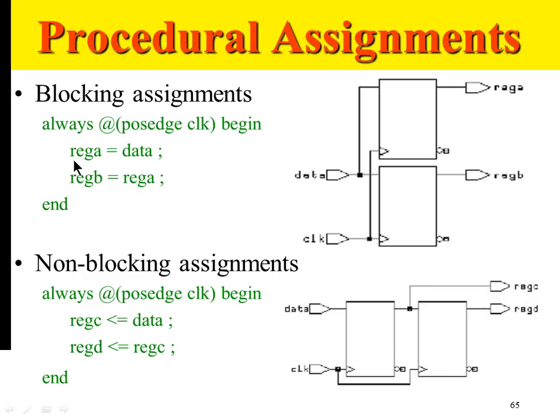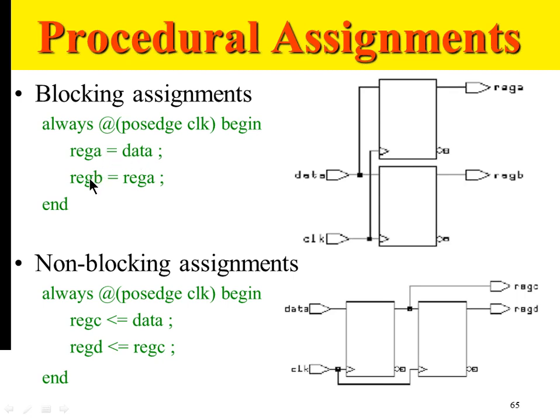So what is the concept of blocking and non-blocking? Typically this is used for flip-flops, sequential circuits where clock is involved. Let's look at this piece of code. Always at posedge clock begin, reg A blocking equal to data, reg B blocking equal to reg A, end. What happens in such cases is it will start this always block on passage of clock. Data will go to reg A. Blocking means this statement will not go forward till reg A is updated with the data value. So immediately, it will wait till that is done.